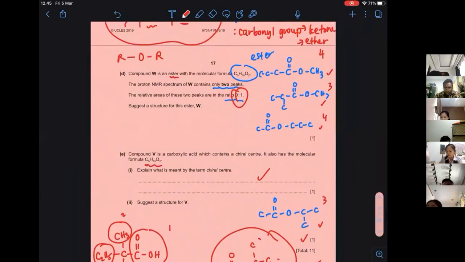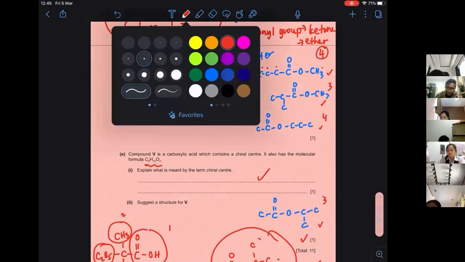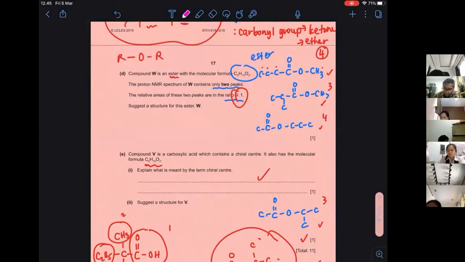When I draw each of them, they are going to have 2 peaks. It means the proton environment must be only 2. So if I draw using this one, you see 1 environment, 2, 3, 4 environments. If 4 environments, I'm not going to include this. This is not possible.